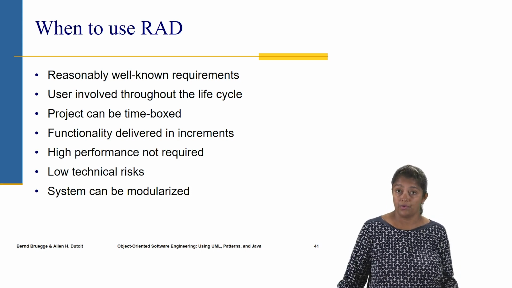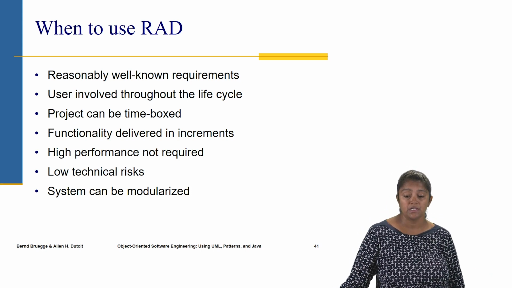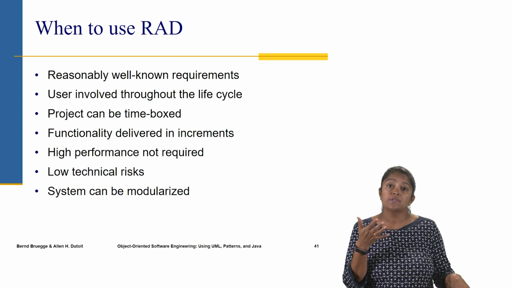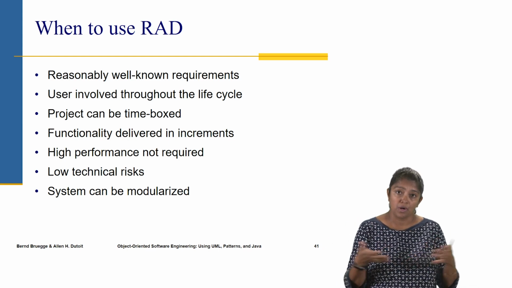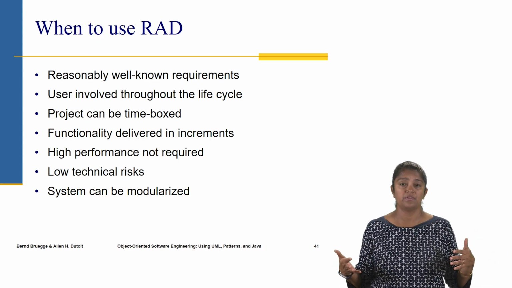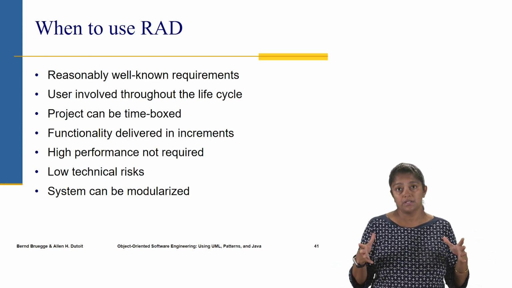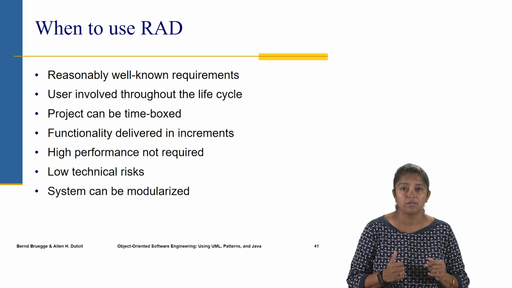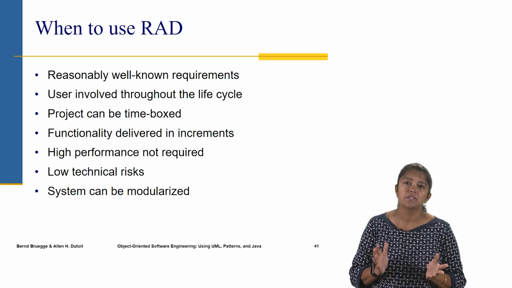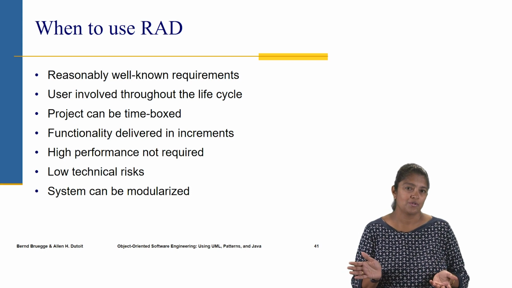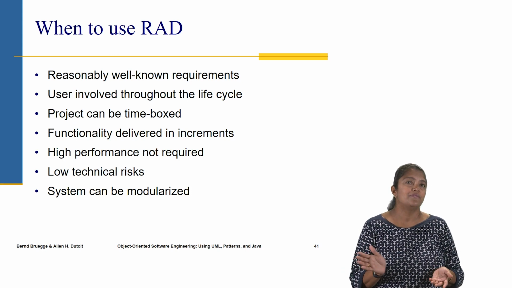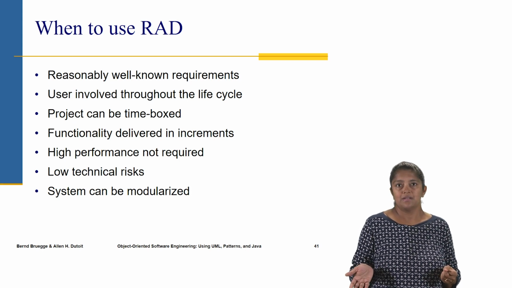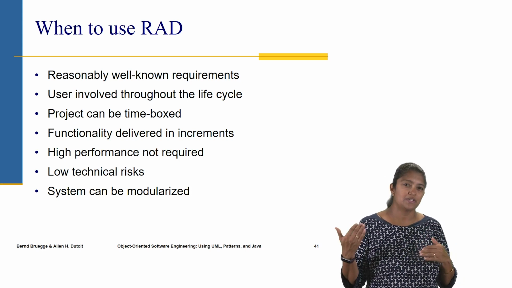So when to use RAD, or Rapid Application Development: with reasonably well-known requirements, where the user is available throughout the life cycle. It's very important to have the user. There is the ability to time box the project, and the functionality can be delivered in increments. High performance should not be required here, because if high performance is needed, then this is not a good model for that. The number of activities has been cut down.